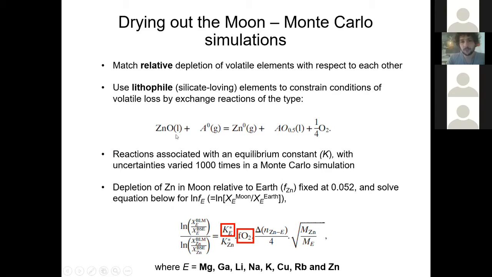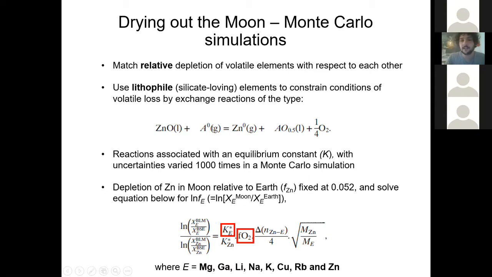So in order to get an idea for the relative depletion of two elements, for example, I've shown here zinc plus an alkali: zinc oxide in the liquid plus an alkali in the gas equals zinc in the gas plus alkali oxide in the liquid, in this case plus 1/4 O2. We can use these sorts of reactions to quantify the conditions under which they occur, because they are sensitive to the oxygen fugacity, but also the equilibrium constant of this reaction.